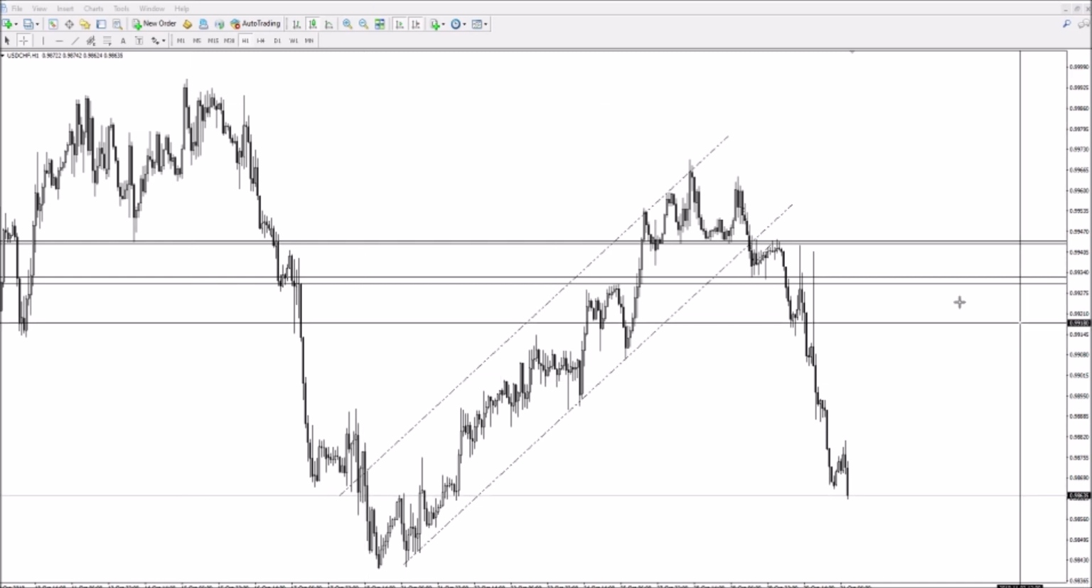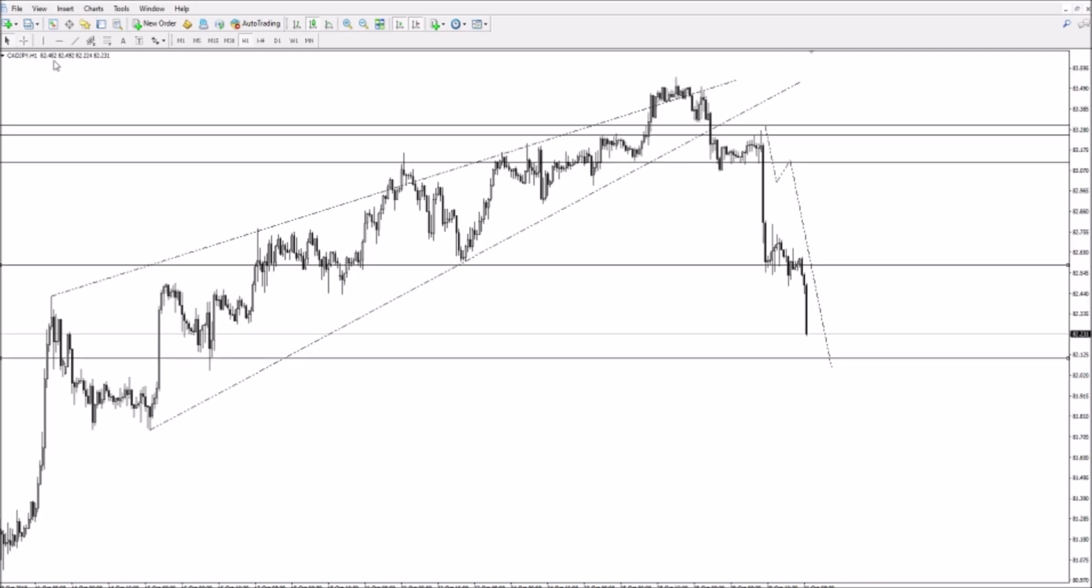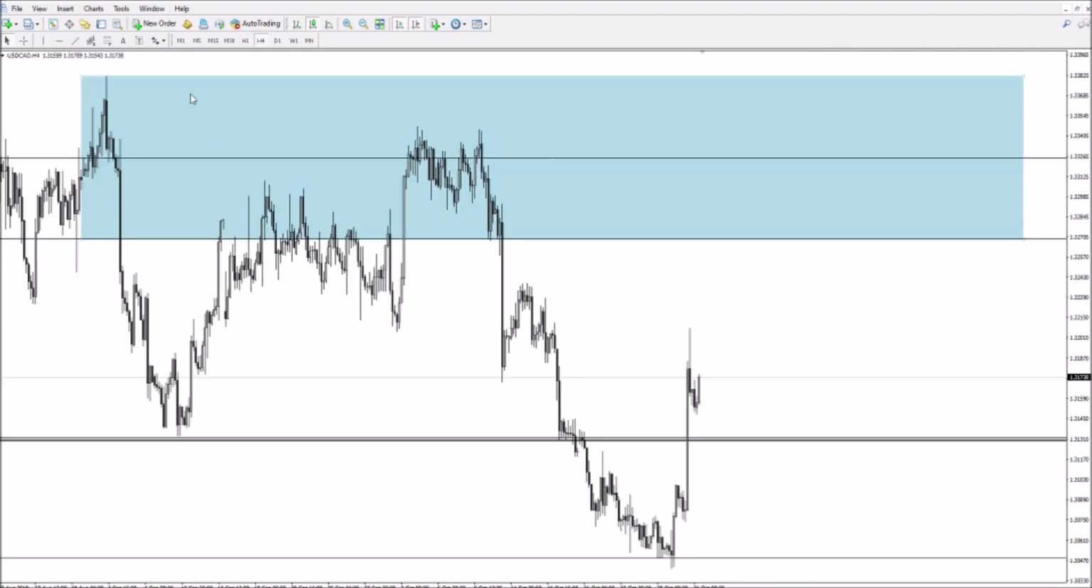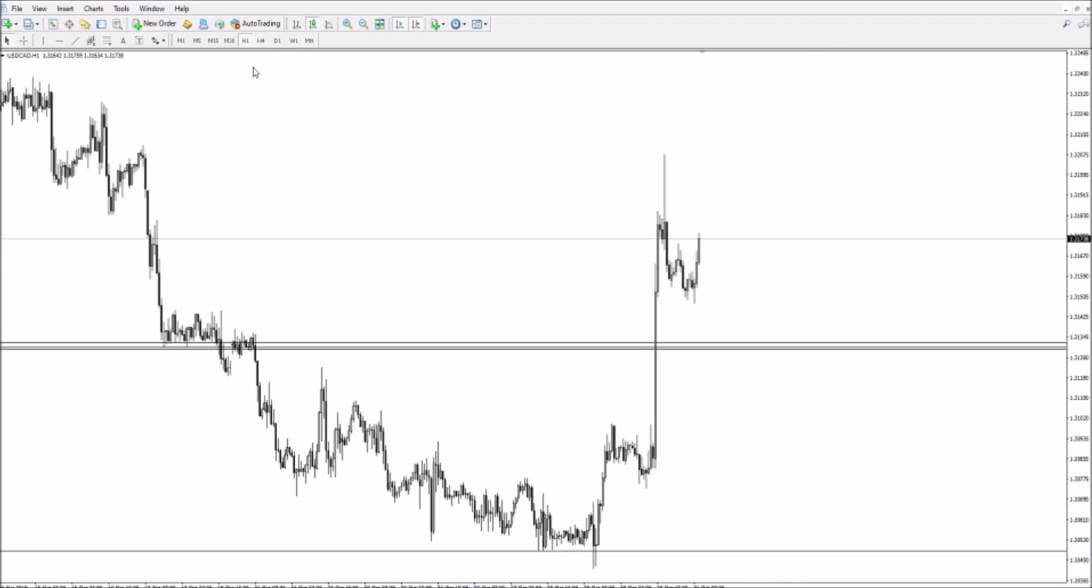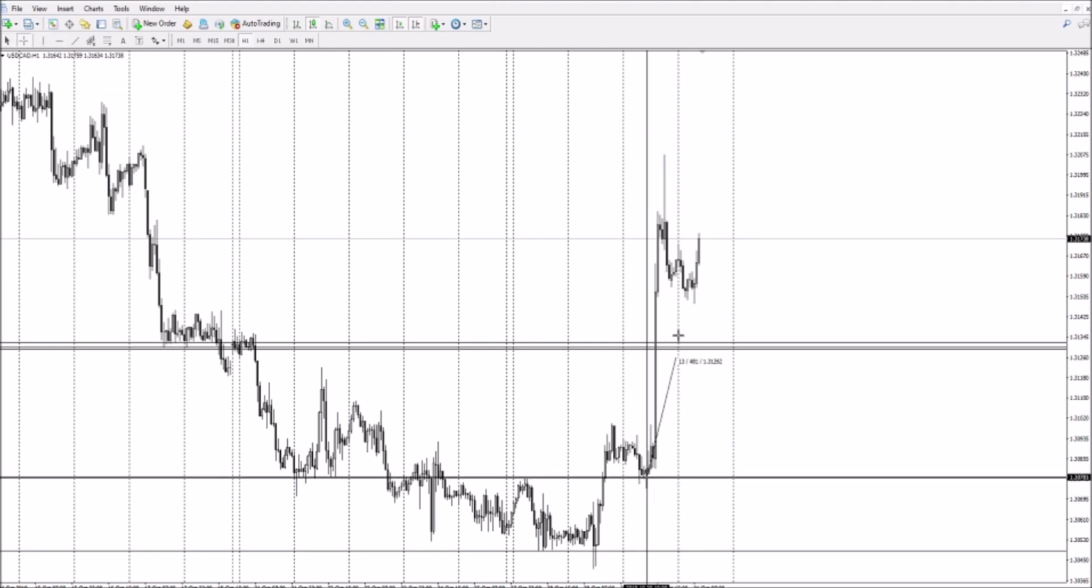So we're in dollar Swiss short from here. We're in CAD yen short from here. And dollar CAD long. So let me just, from Monday's high, from here.